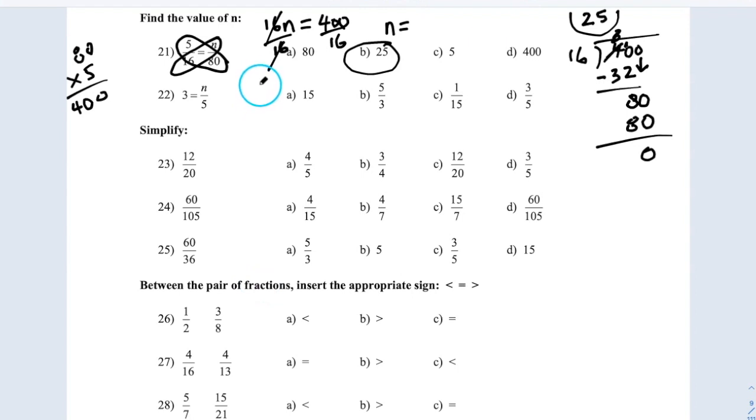Very good. 22, same idea as the top. But now what's going to happen is the following. I only have one fraction on one side, but I don't have a fraction on the other side. So you can do it either with cross multiplication or just think about it. It says, all right, hold on. Here's my variable. I have a 5 dividing. How can I cancel the 5 that is dividing?